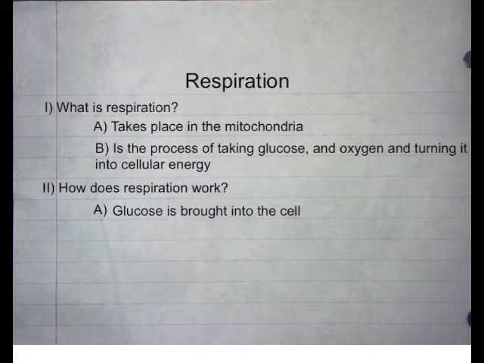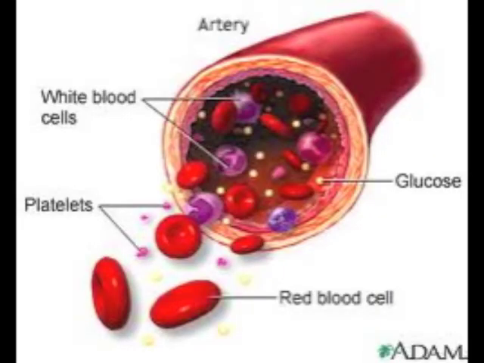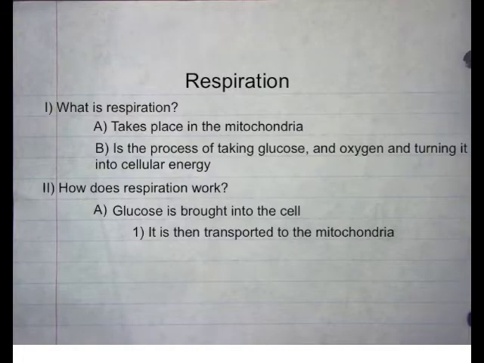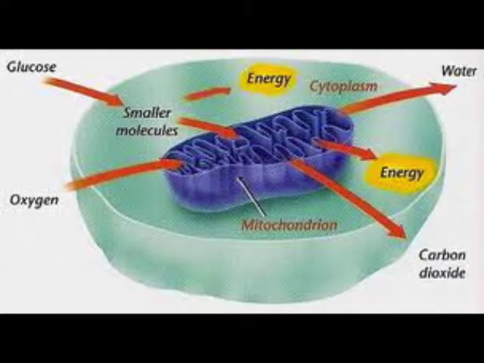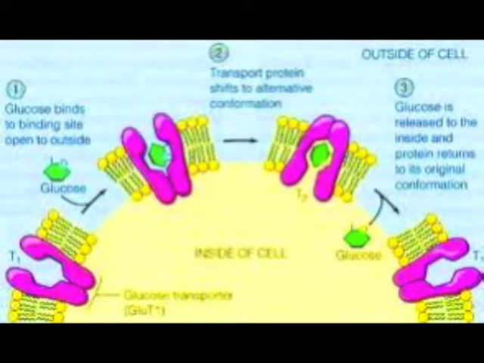How does respiration work? Glucose is brought into the cell. You bring in glucose through consumption. From there, it'll go into your digestive tract and eventually enter the bloodstream where it can be brought to all of your cells. It is then transported to the mitochondria. The cells will absorb the glucose and deliver it to the mitochondria. They do this through gateways in the cell membrane.